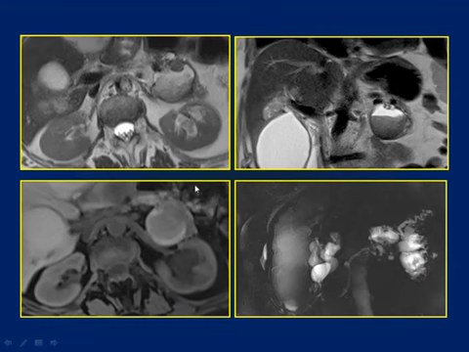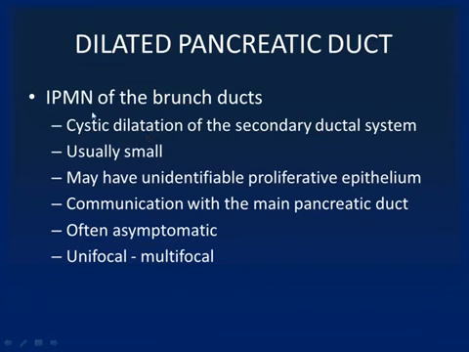Rarely, but it is possible to see dilation of the main pancreatic duct also in cases of large cystic tumor, like in this example of large mucinous cystadenocarcinoma of the tail of the pancreas with this dilated main pancreatic duct with signs of chronic obstructive pancreatitis. Finally, the IPMN of the branch ducts may be associated with dilation.